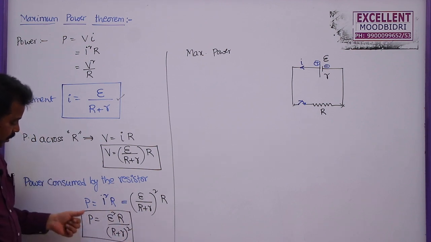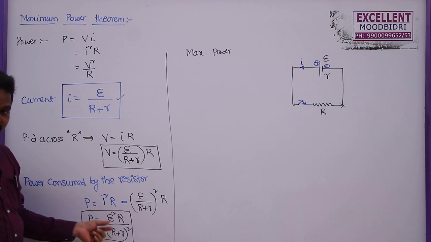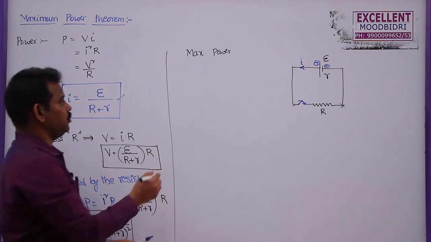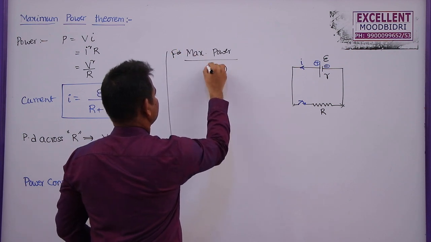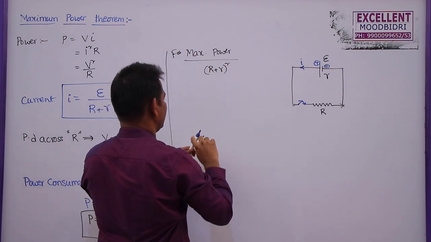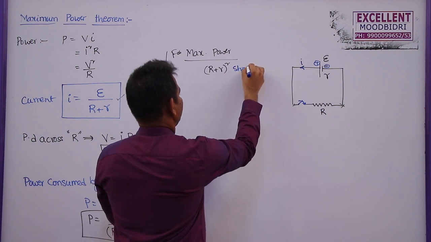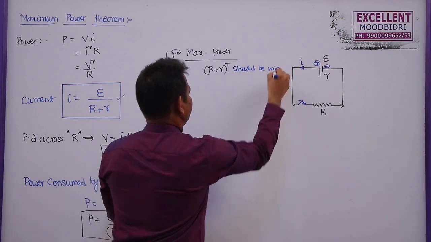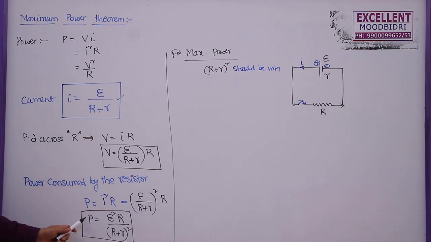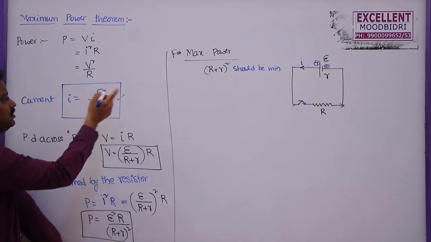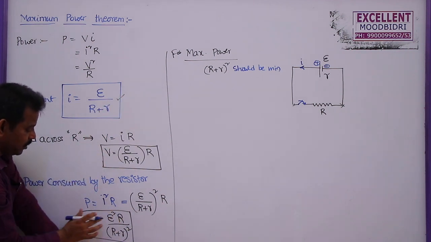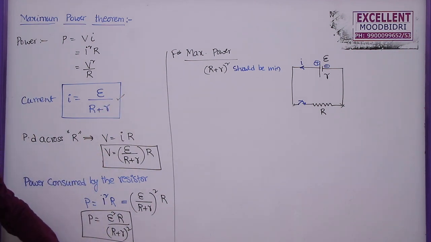For the power to be maximum, the denominator should be minimum. So, for maximum power, (R plus small r) whole square should be minimum. If the denominator is minimum, the power consumed by the resistance will be maximum. Why? Because this EMF of the cell is constant, and we are finding this with respect to capital R only. At what value of capital R will the power be maximum?